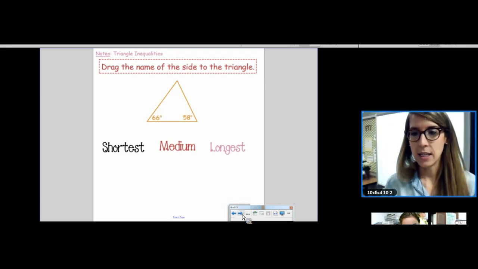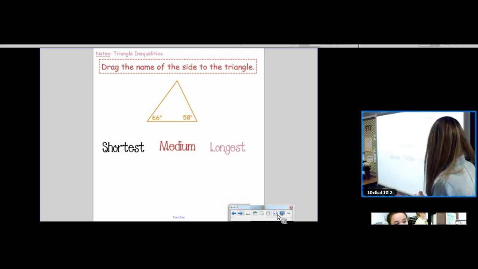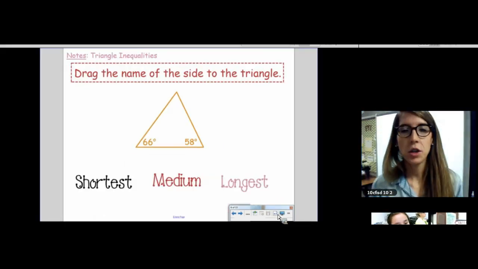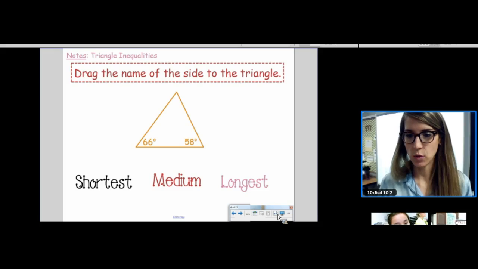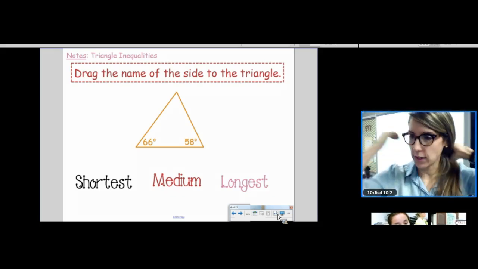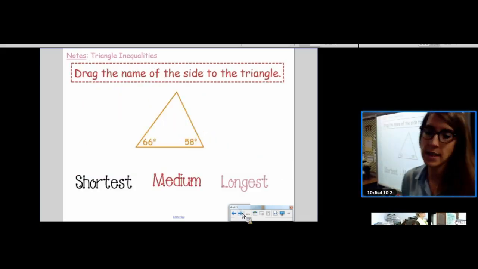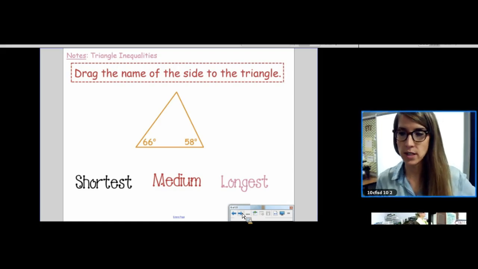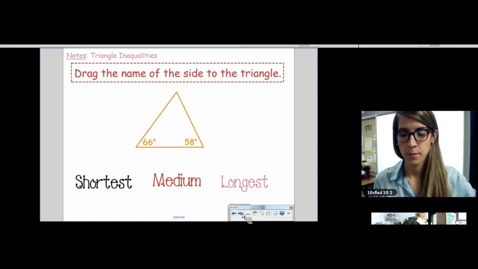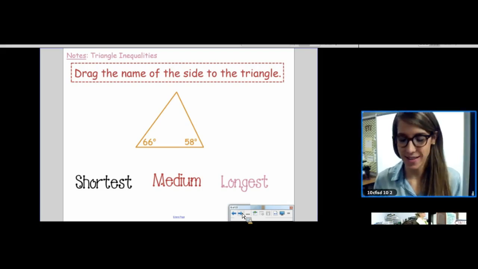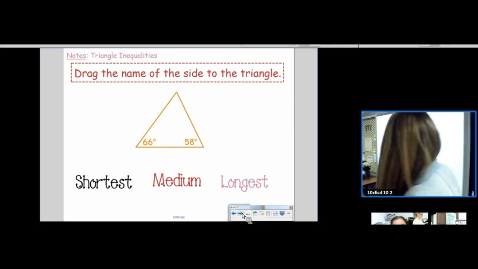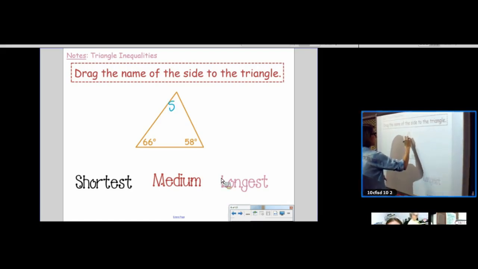Okay, so let's practice. If I give you a triangle and you know the angles, could you label which side is the shortest? What would we need to do first here if we want to find the shortest side? We would need to use the triangle sum theorem, right? It's important to know what theorems you're using as you're solving these problems. So we'll use the triangle sum theorem and we'll find the missing angle. The missing angle is 56.